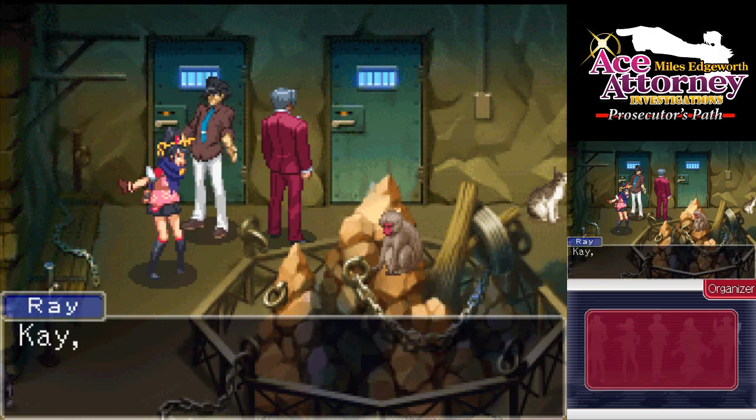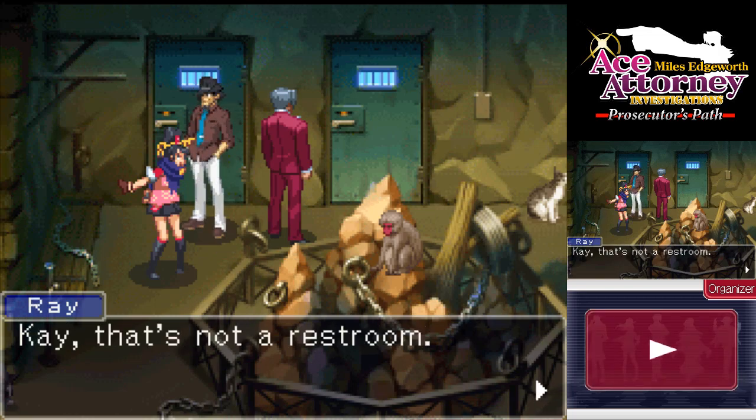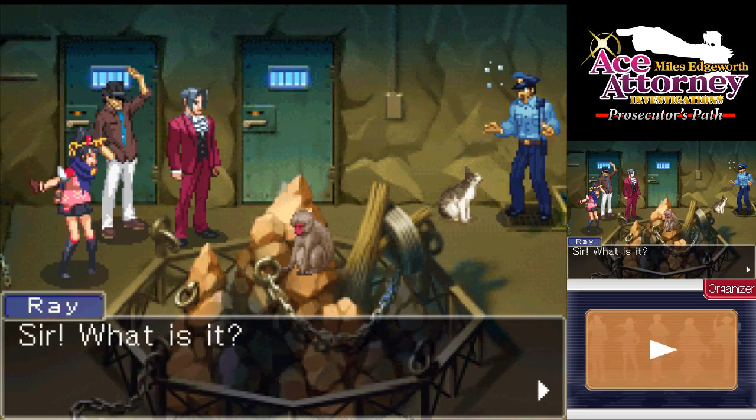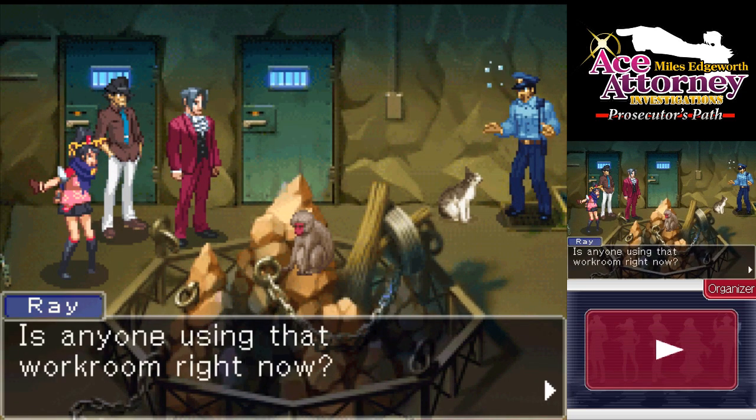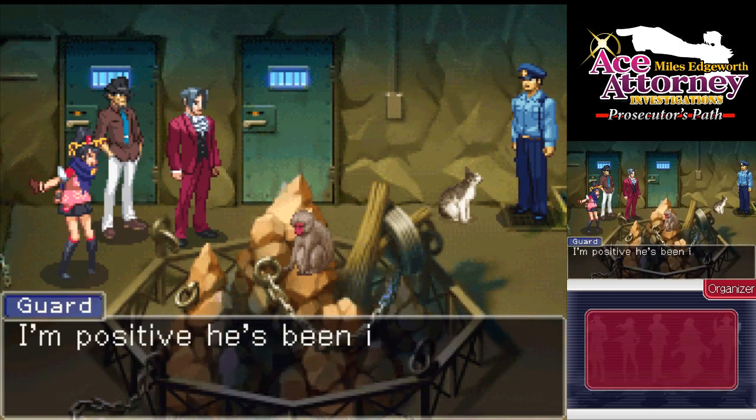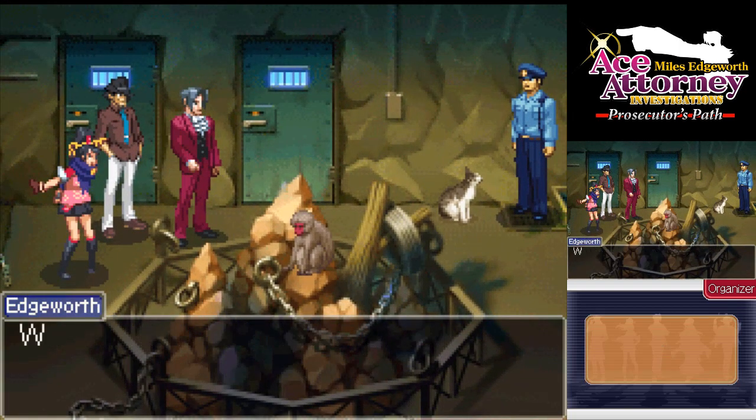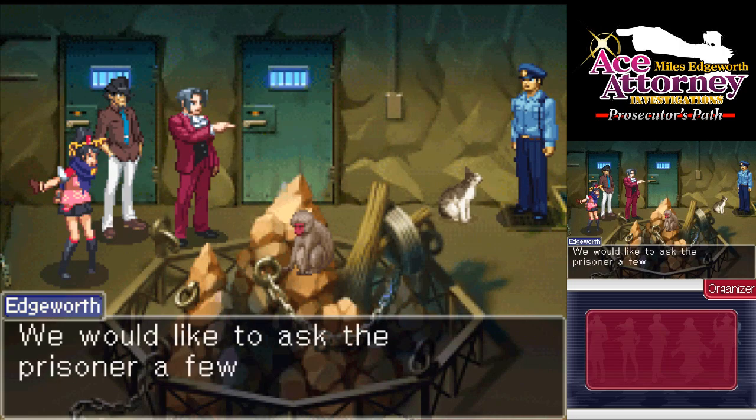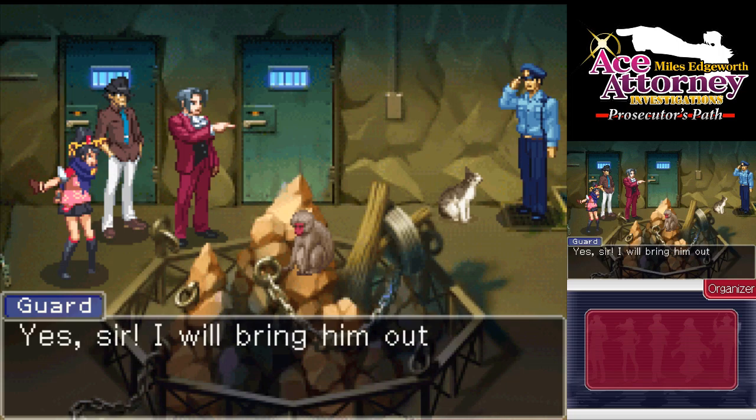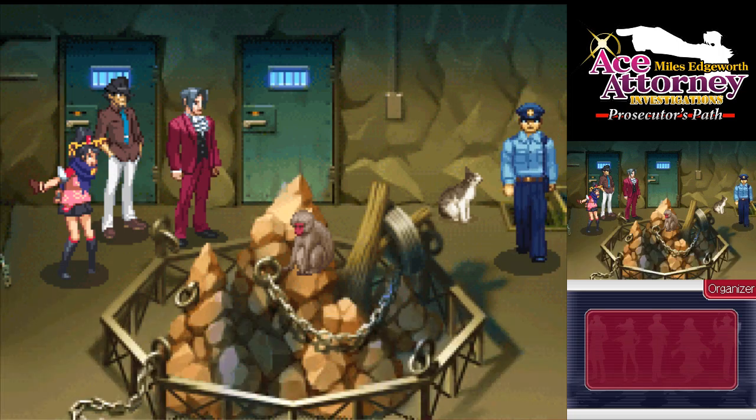Hello? Is this occupied? Okay, that's not a restroom. Hey, guard, do you have a minute? Sir, what is it? Is anyone using that workroom right now? Presently, there is one prisoner working inside. I'm positive he's been in there since the noon roll call. We would like to ask the prisoner a few questions, if that is acceptable. Yes, sir, I will bring him out, so please wait a moment.